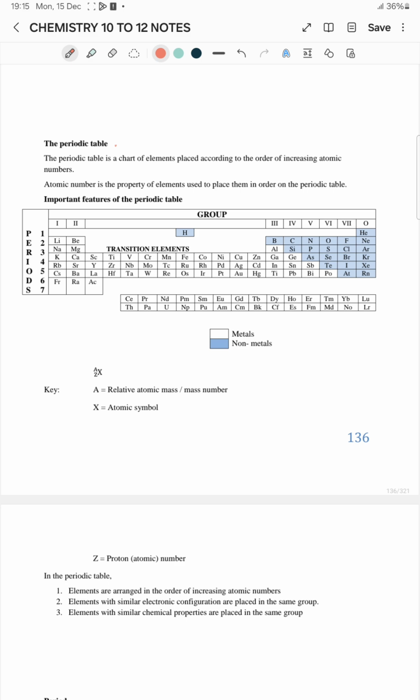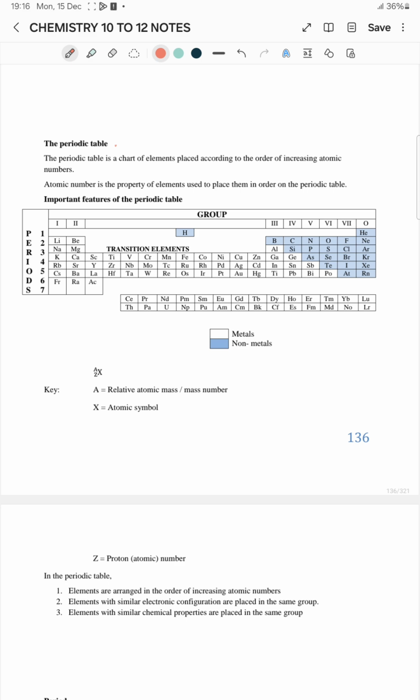as the definition is saying, the periodic table is a chart of elements placed according to the order of increasing atomic numbers. So in chemistry, in grade 10 work, we learned that there are some elements. You even drew the table showing about 20 elements. Now the periodic table gives you the clear picture of elements, that they are not just 20, but they are more than 20. And it's a chart that shows the elements that are there beside the 20 that you learned in grade 10.